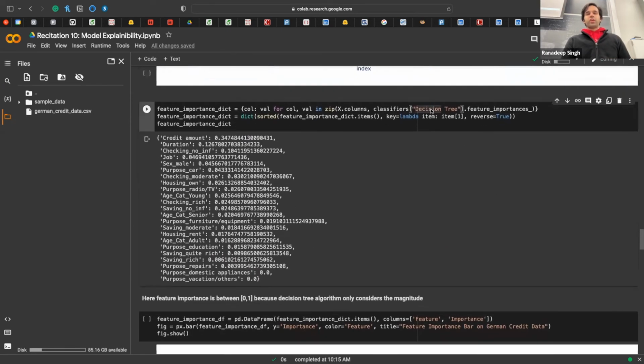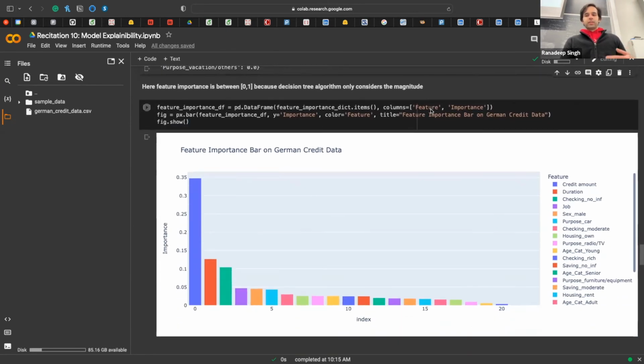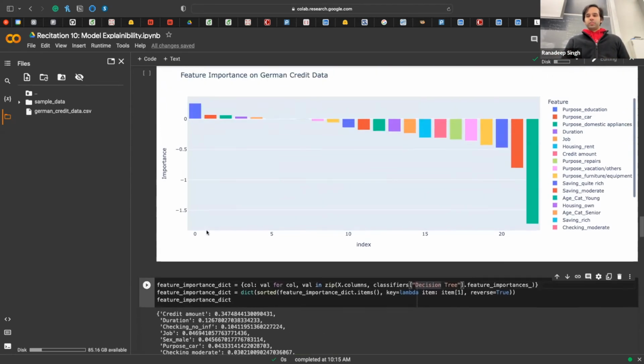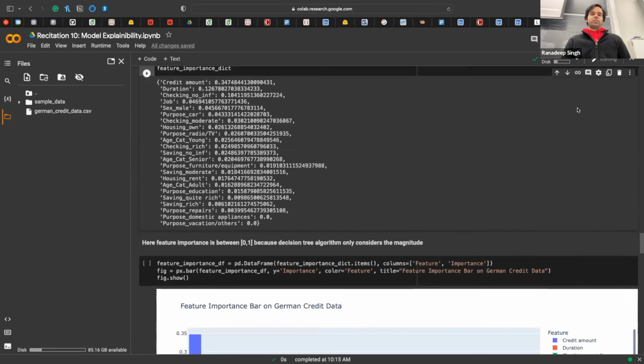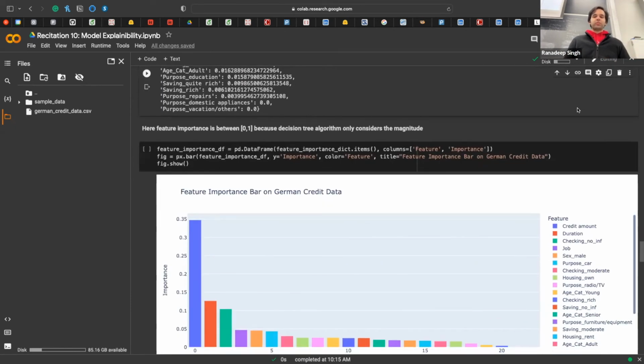Similarly, I've done it for decision tree too. And as you'll see, different models learn different features differently. For the decision tree, the most important factors are credit amount and duration, which were very different from what our logistic regression learned. This is also something good to know. So how do you explain it in your model?